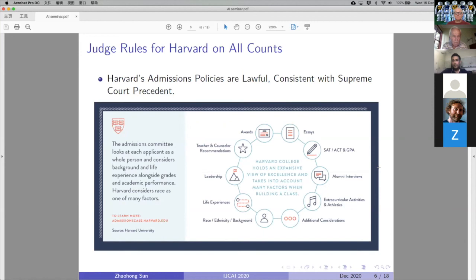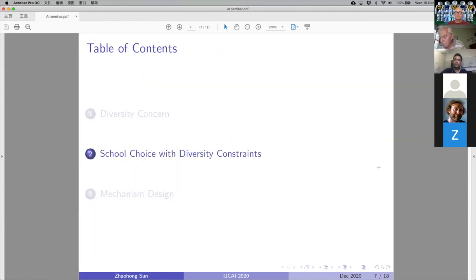In October 2019, the federal judge ruled in favor of Harvard that its admissions policies are lawful, so we should not draw the conclusion that Harvard discriminates against Asian Americans based on CIT scores only. Next, let me briefly introduce the model of school choice.